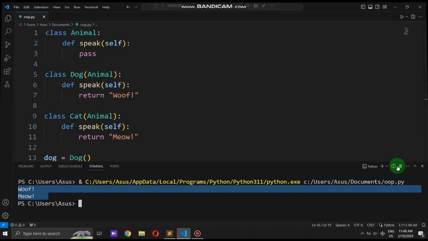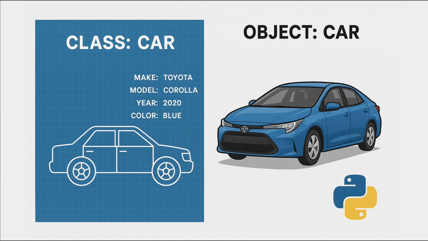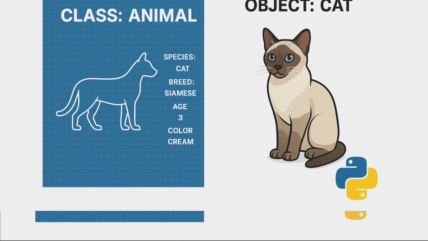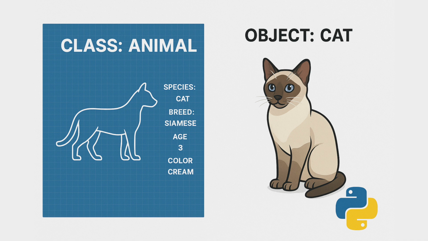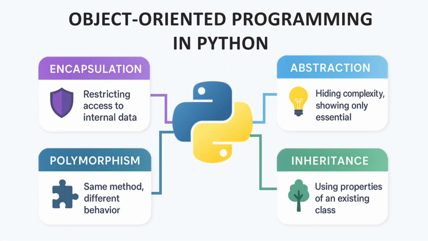Congratulations! You've learned the basics of object-oriented programming in Python. This tutorial covered classes, objects, inheritance, encapsulation, and polymorphism. Practice these concepts by creating your own classes and exploring more advanced topics in Python object-oriented programming.